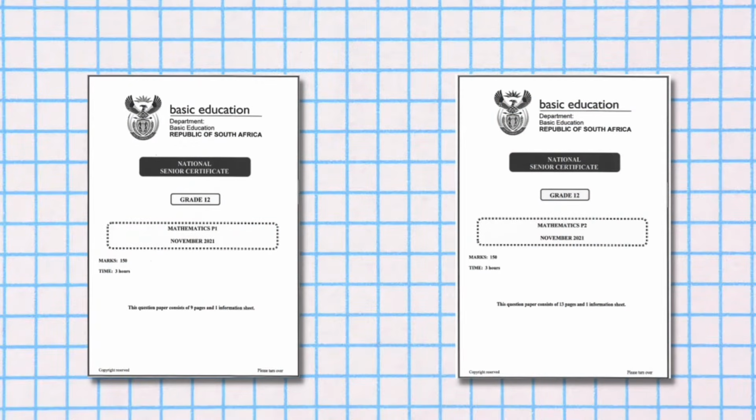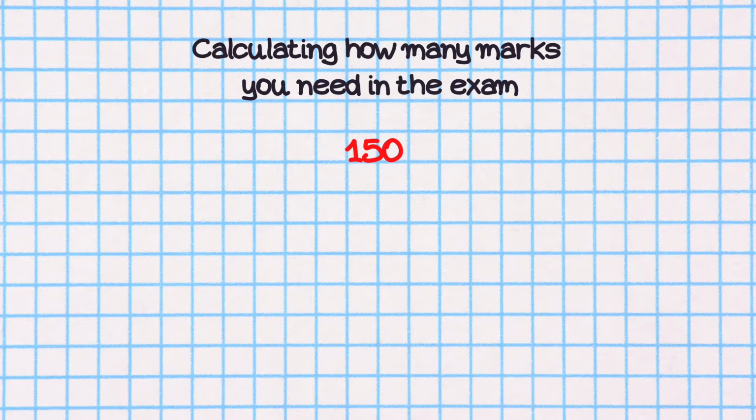So you know the fact that in pure mathematics, right, you have two papers. You have your paper 1 and your paper 2, and both those papers are out of 150. So since it's out of 150, you're going to say 150, and you want an 80%, right? So it's going to be 150 multiplied by 0.8, right? Then you're going to get 120. So when you write paper 1, you need to get 120 marks, and also in paper 2, you need to get 120 marks. So that's what you need to understand.